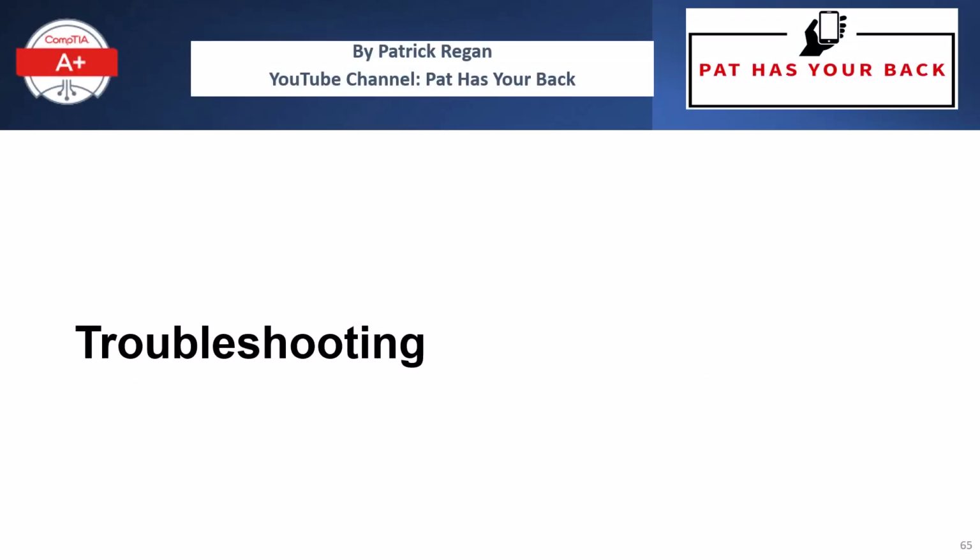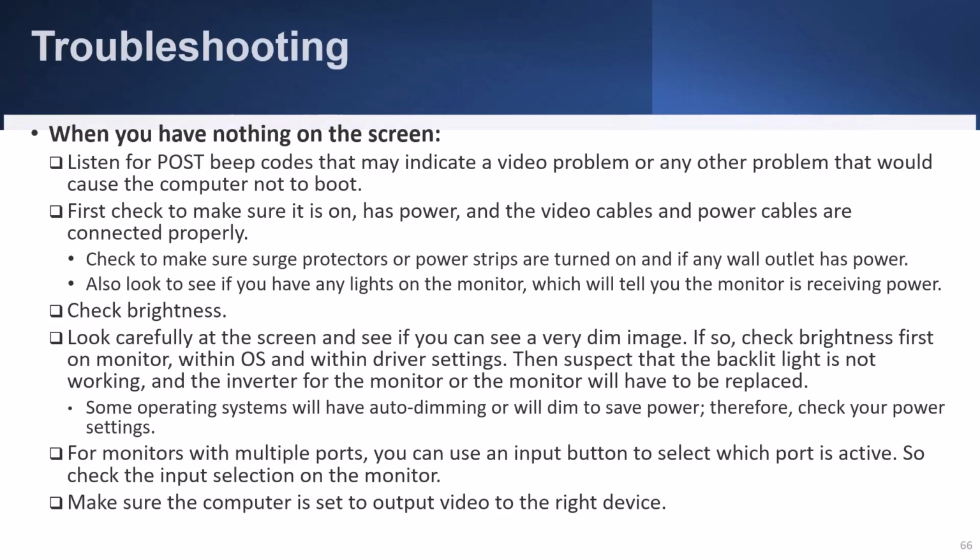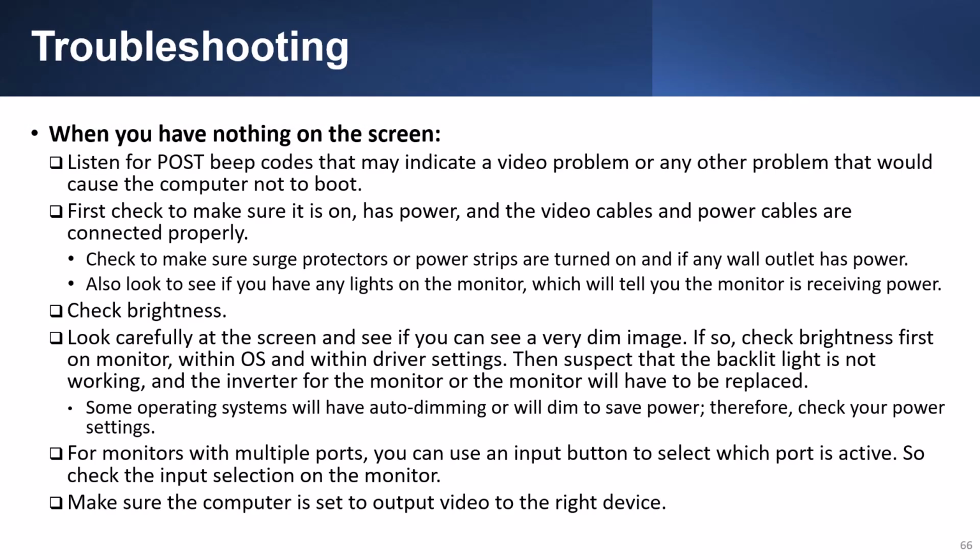To finish video systems, we will also be troubleshooting video. When you have nothing on the screen, first listen for POST beep codes that indicate a video problem or any other issue that would cause the computer not to boot. Make sure the monitor, power, and video cables are connected properly. Make sure that the wall outlets and power strips are getting power. You can also look to see if there are any lights on the monitor, which will tell you if the monitor is receiving power. Also check brightness and any other controls that may blacken or blank a screen.